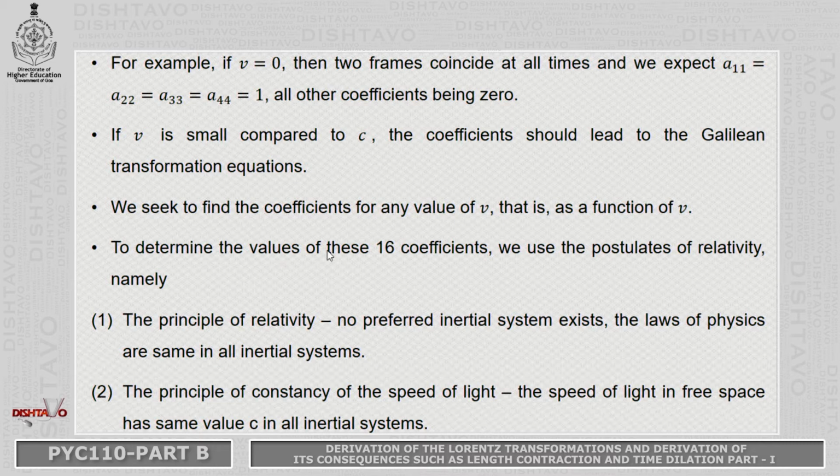To determine these values of 16 coefficients, we use postulates of relativity, namely the principle of relativity. That is, no preferred inertial system exists, or the laws of physics are the same in all inertial systems. The second one, the principle of constancy of speed of light: the speed of light in free space has the same value c in all inertial systems.